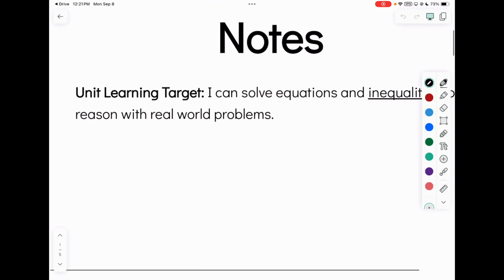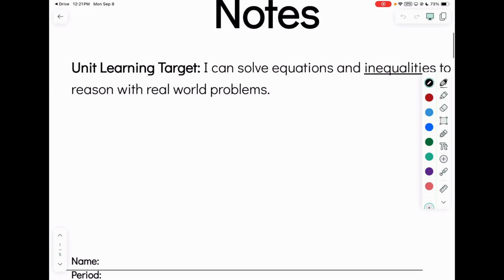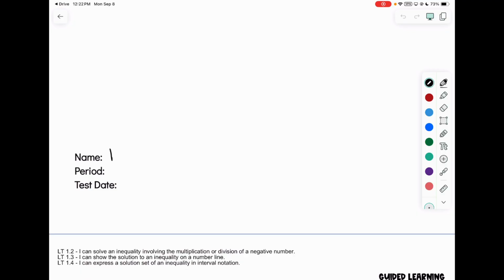Yay! All right, so I can solve equations and inequalities to reason with real world problems. That's the second part to our learning target. It's not just solving equations, it's also inequalities. So that's the part that we're taking care of with this part.